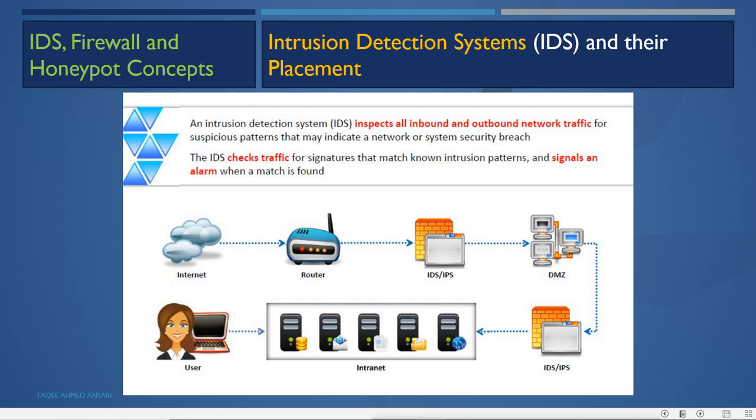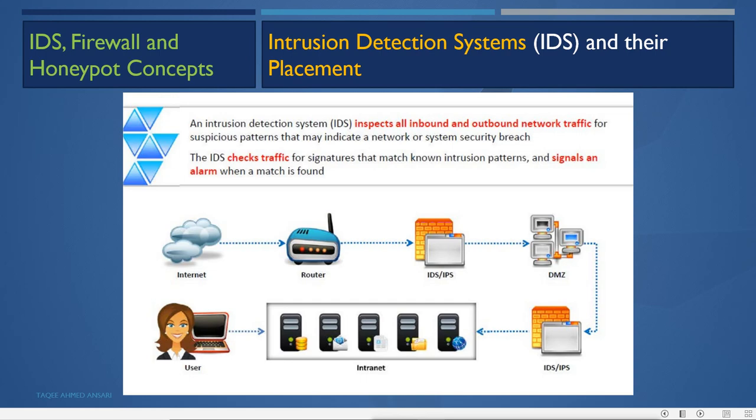What is IDS? IDS is actually a device or a software which can detect different kinds of attacks or different kinds of intrusions. This is an intrusion detection system, called IDS. It inspects all inbound and outbound network traffic. Inbound is what is coming inside to our network, and outbound is what is going out from our network. It will inspect all the traffic for suspicious patterns that may indicate a network or a system security breach.